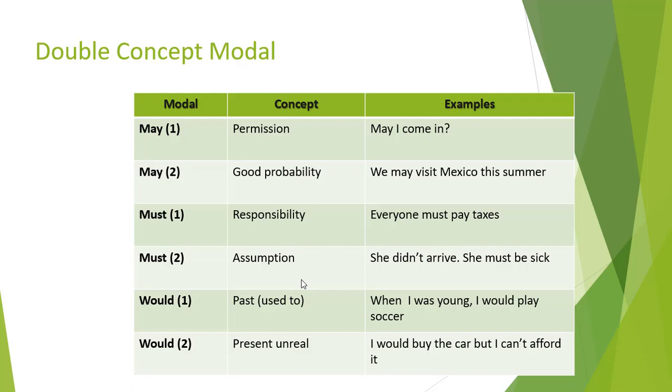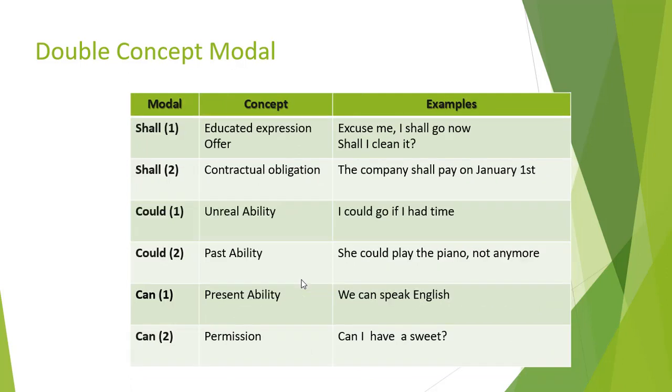And then what about would? In the first one, it implies past or used to. When I was young, I would play soccer. It means something happened in the past. But the second one, present unreal. I would buy the car, but I can't afford it.